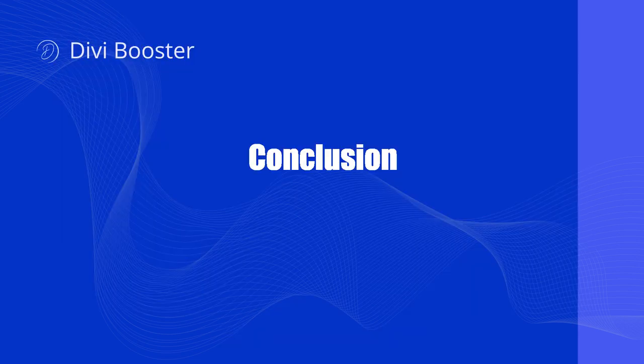In this tutorial, we've shown you two simple methods to hide the standard Divi theme header: using the Divi Booster plugin or adding a quick CSS snippet in Theme Options. Both approaches are effective and give you the flexibility to create a cleaner and more customized site layout. Choose the method that works best for you and start enjoying a site that aligns perfectly with your vision.